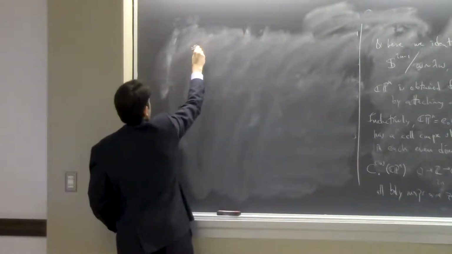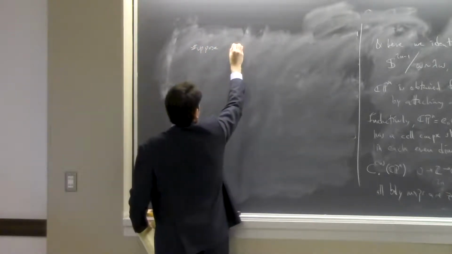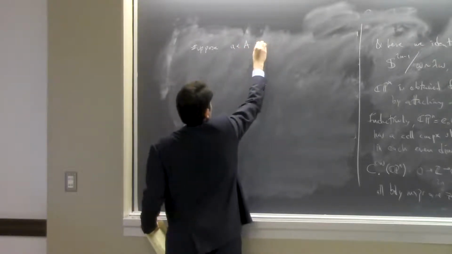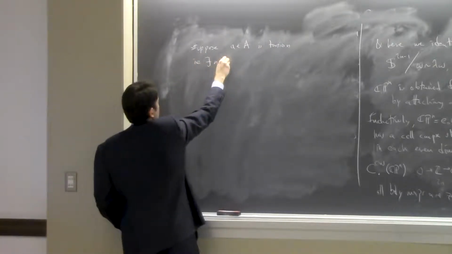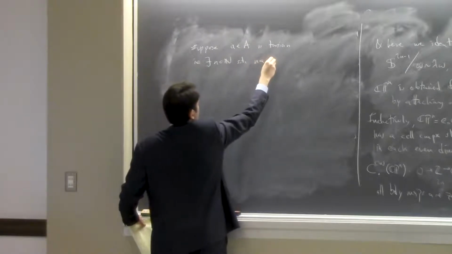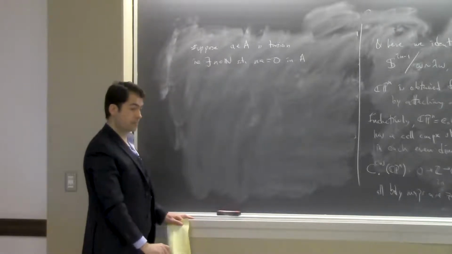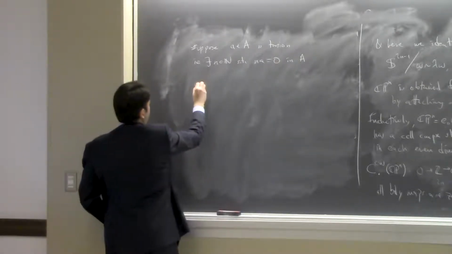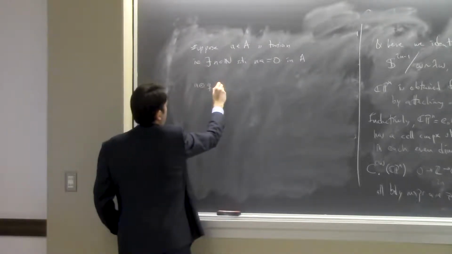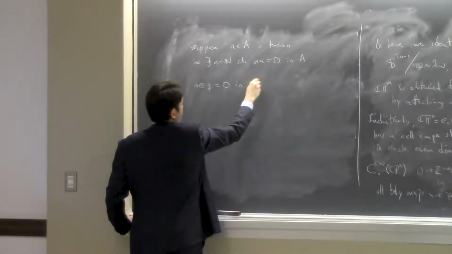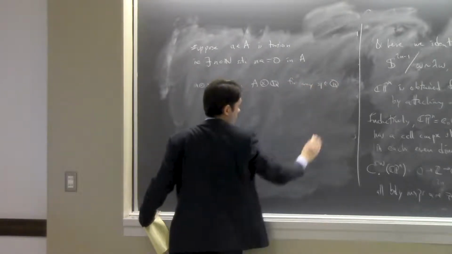Okay, so suppose I have an element A, and A is torsion. So there exists a natural number n such that n times A is equal to 0 in A. Right? Then A tensor whatever you like is 0 in A tensor Q, for any rational number.